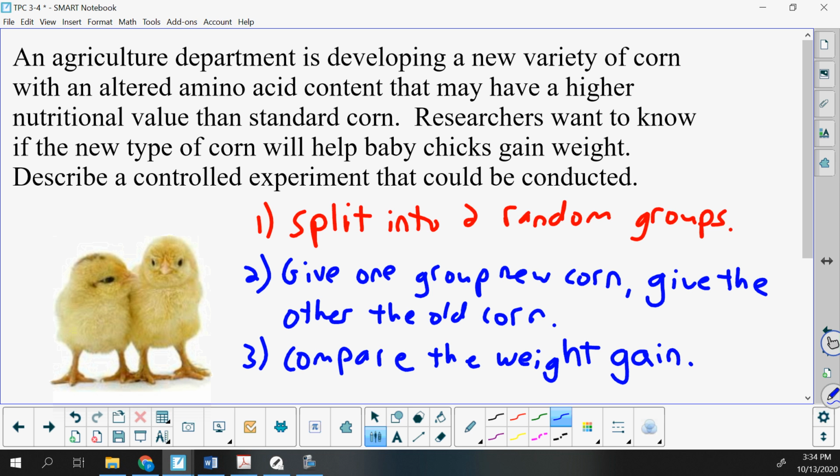And that's it. So if you want to design an experiment, we want to make sure we account for those three things. Always split into two random groups. Give one whatever you are trying to find out about, give them that treatment. The other do not give them, and then compare the outcome in the end. So that's it for designing experiments.